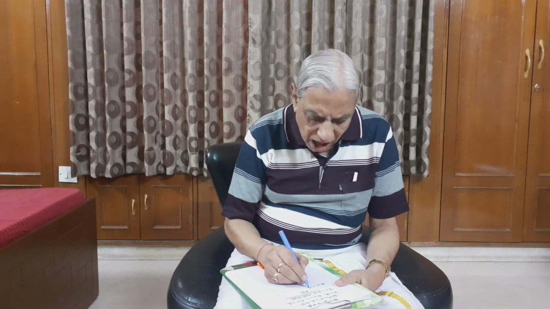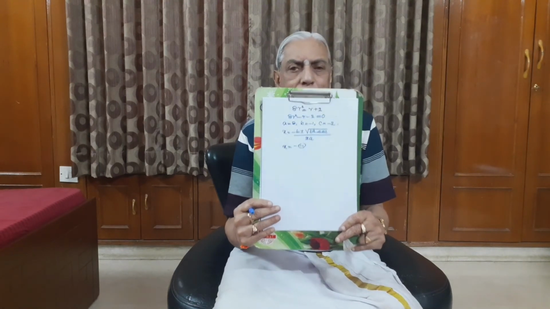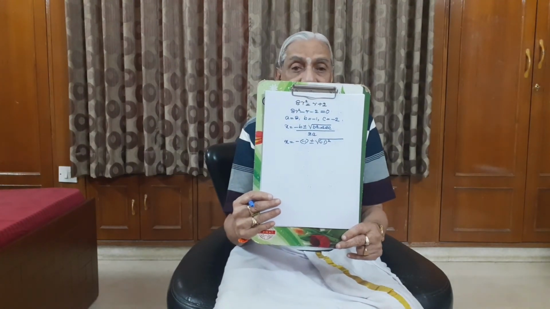Now apply. Or x is equal to minus b, minus of minus 1. Please understand. The value of b itself is minus 1. Minus b means minus of minus 1 plus or minus square root of b square means minus 1 the whole square. Suppose you write 1 square, answer may be right, but it will be wrong. Minus 1 square. Then minus 4ac, 4 into a means 8.